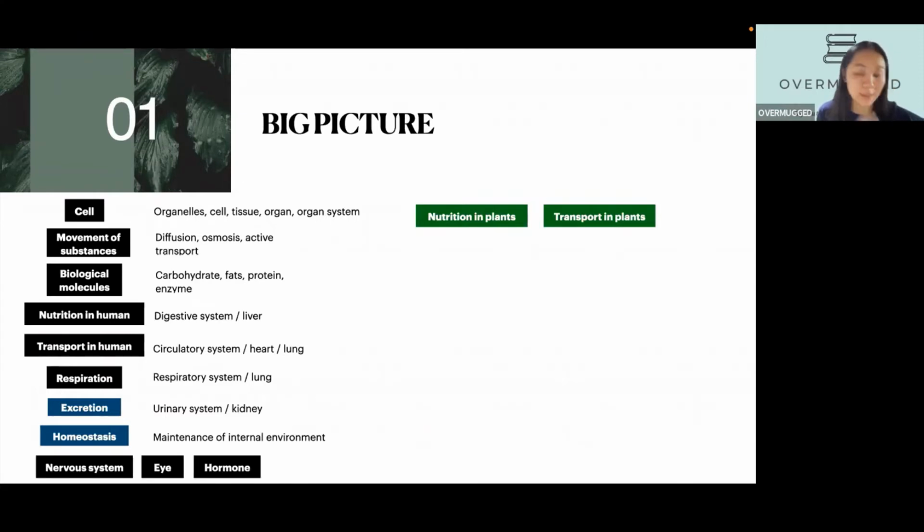Next is our nervous system, eye, and hormone. So that is probably the first chapter, nervous system, for the combined bio students. Why do I list them all three together? It's because if you look at your syllabus, they are actually not three different chapters. They are actually one single umbrella under coordination and response. So you think about it like that.